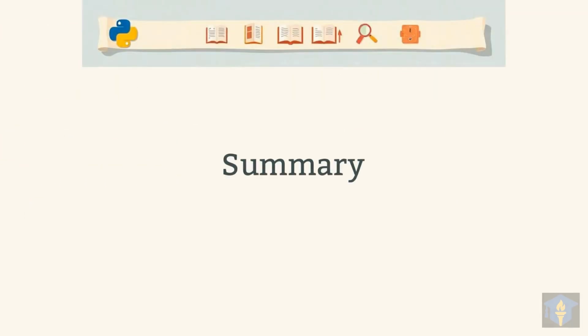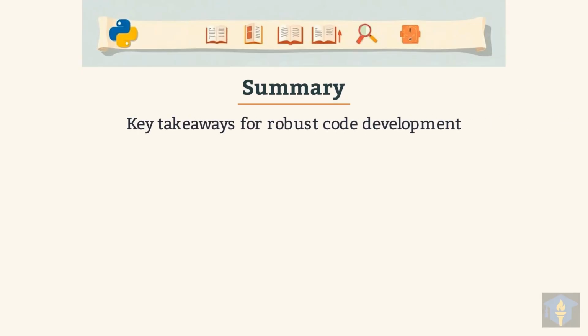All right, let's wrap up our discussion with a concise summary of the key practices we've covered today. Here are the essential takeaways you should remember for developing robust, high-quality code in your projects. Firstly, always adhere to established style guides, such as PEP8, to ensure your code is readable and consistent for everyone.